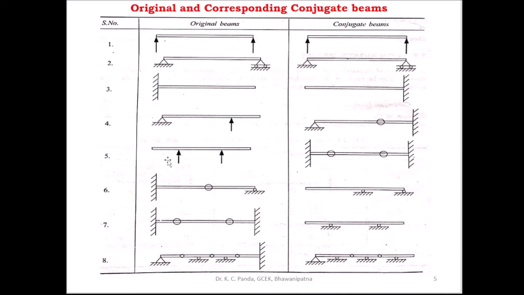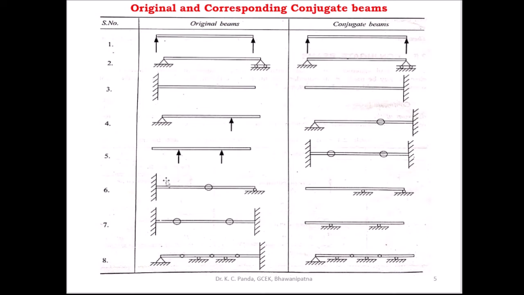Here this is the original overhanging beam. Here these two ends are free and this is the interior support. In the conjugate beam you have to take the free end as a fixed end and the interior support as an internal hinge.